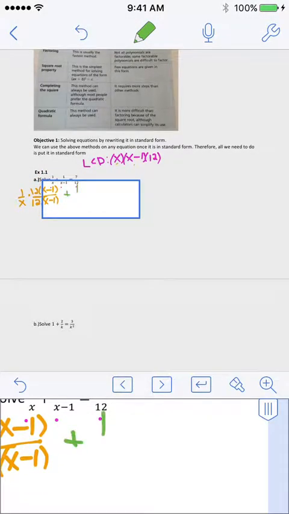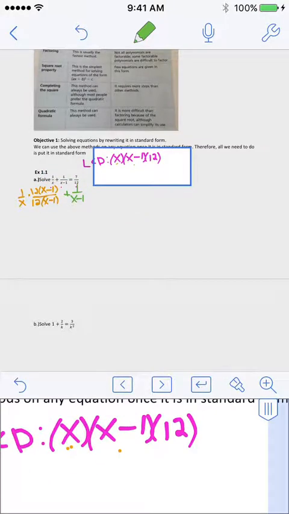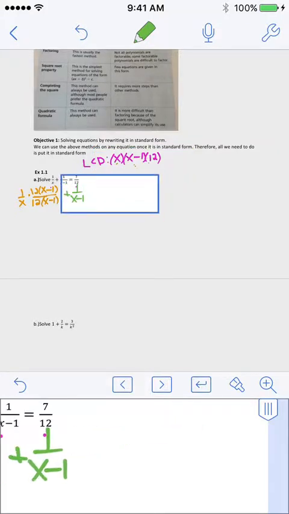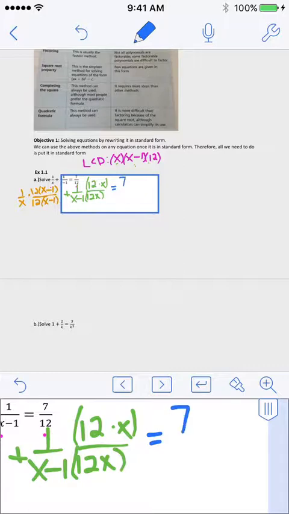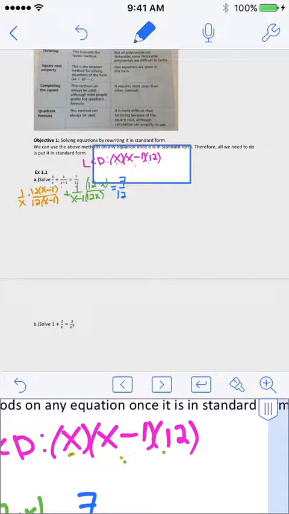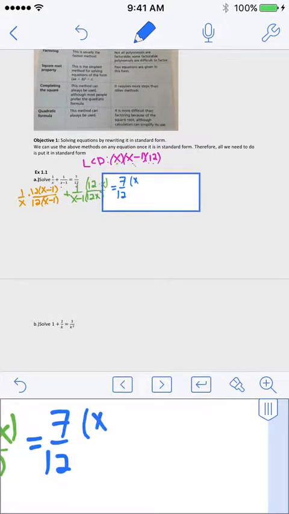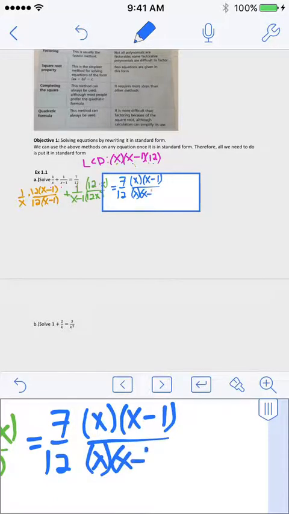I'll do that to my next term. My next term was plus 1 over x minus 1. What's missing from this one? I have the x minus 1 part. I need the x and the 12 part. So I'll do 12 times x over 12 times x. And then in my last part, that equals 7 12ths. I want to do the same thing. I want that to have the same denominator. So what part's missing? It's got the 12 part. Just needs the x minus 1 and the x. So x minus 1 over x minus 1. Those are my 2 things that I need to multiply. That's how I'd multiply by 1.